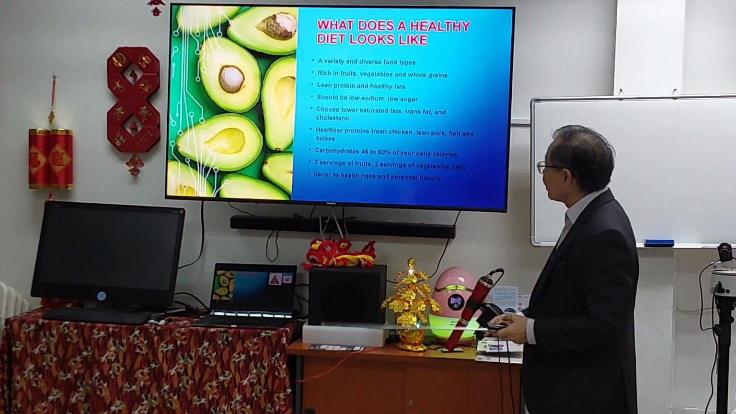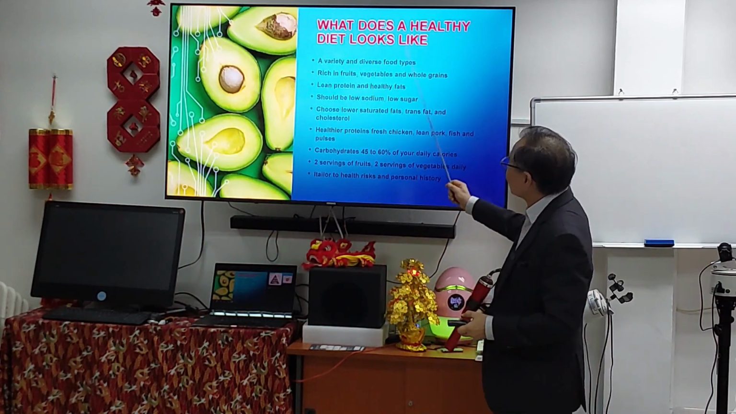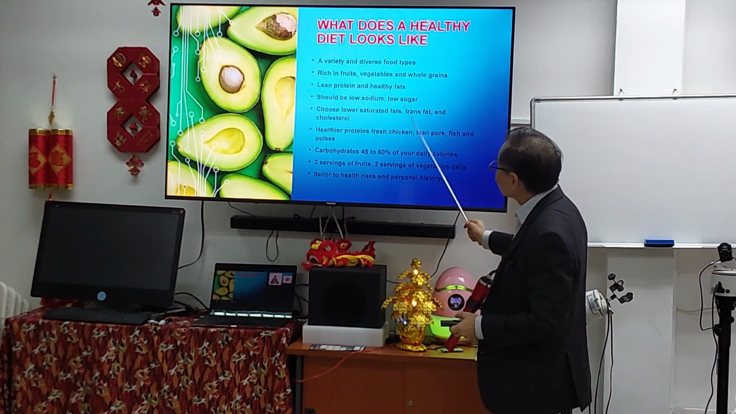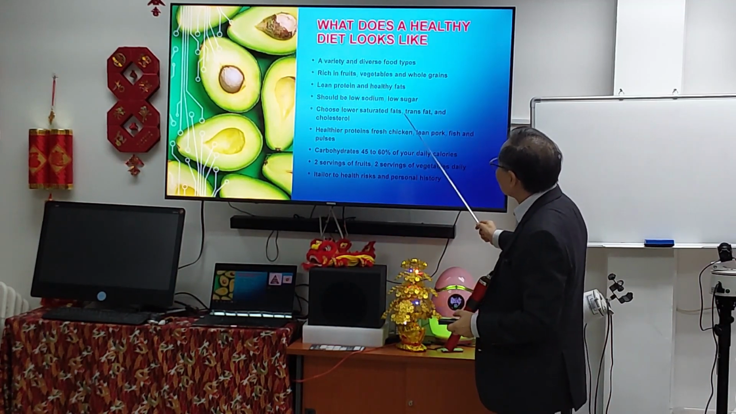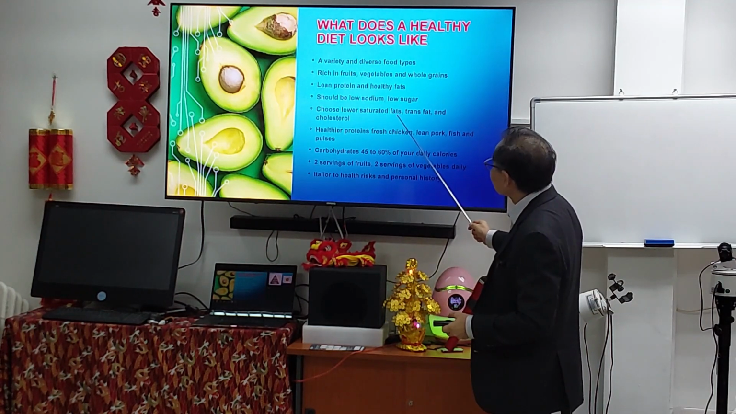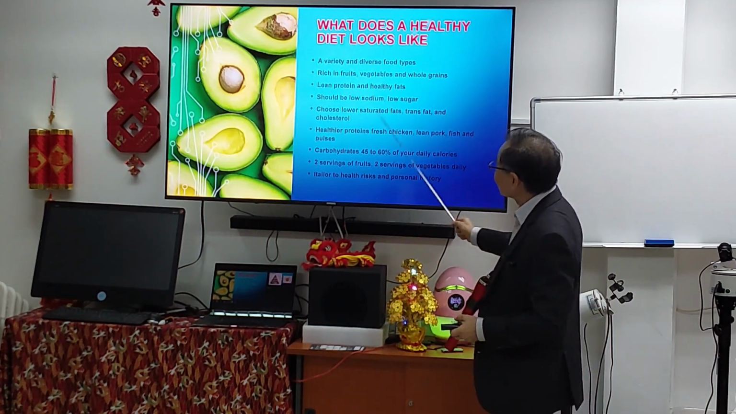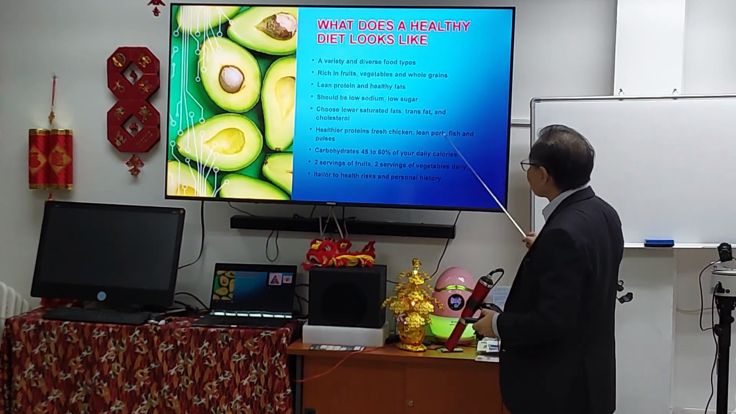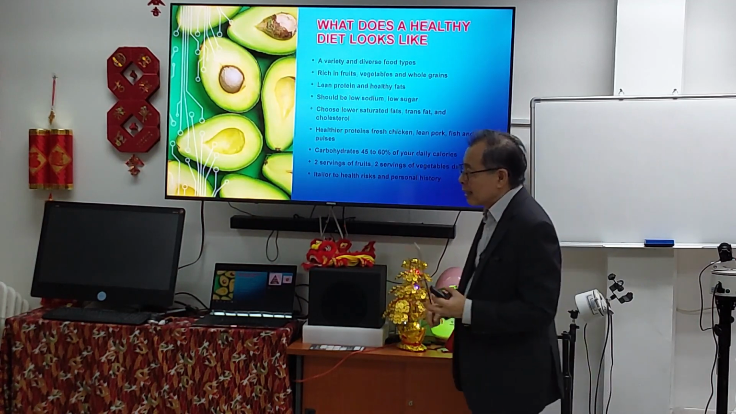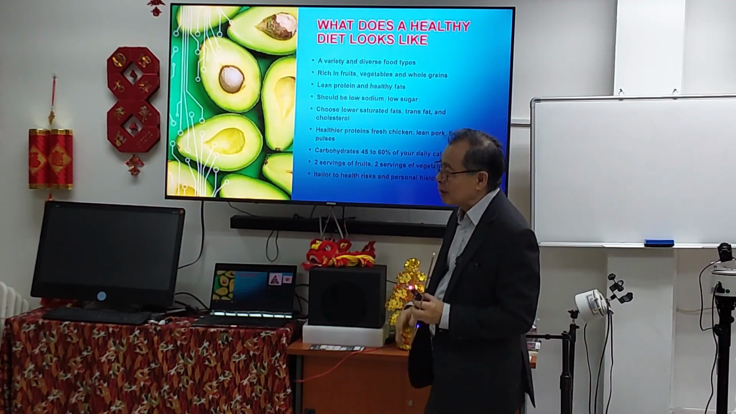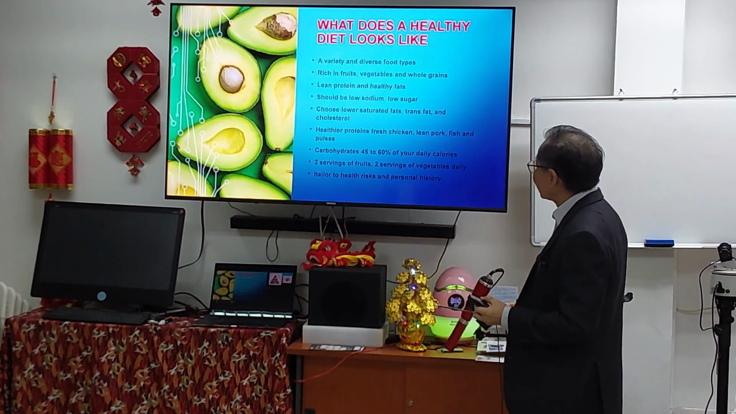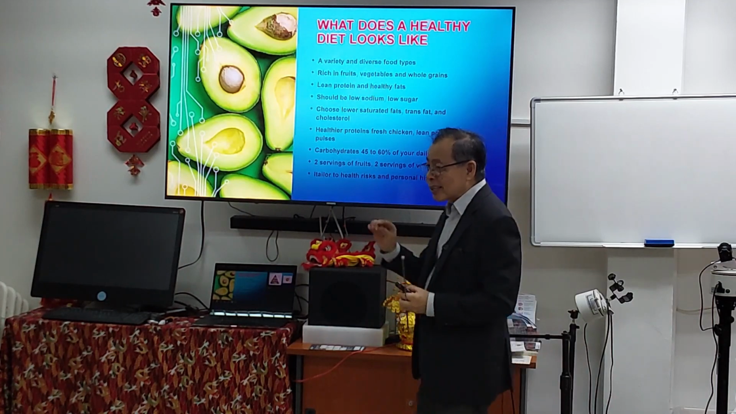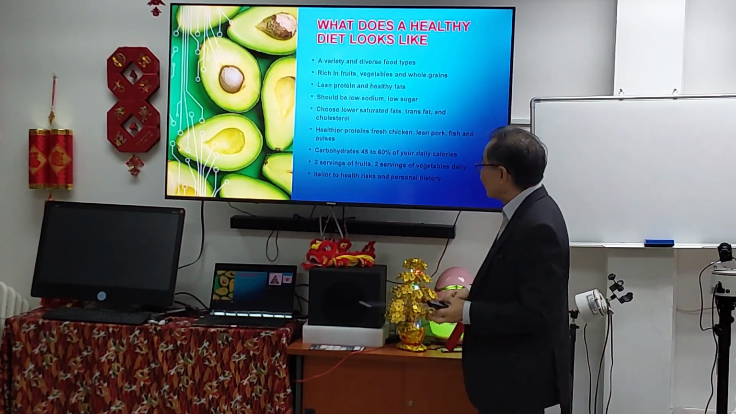What does a healthy diet look like? A variety of food. Fruits, vegetables, whole grain, lean protein, healthy fats, low sodium, low sugar. Choose lower saturated fats. Don't choose trans fats. Don't choose anything to do with cholesterol. Healthy proteins: chicken, lean pork, fish. Lean pork has to be emphasized, because if it's fatty pork, then of course it's not healthy. But honestly, depending on your risk factors, even if you take a little fatty pork, that's also okay.